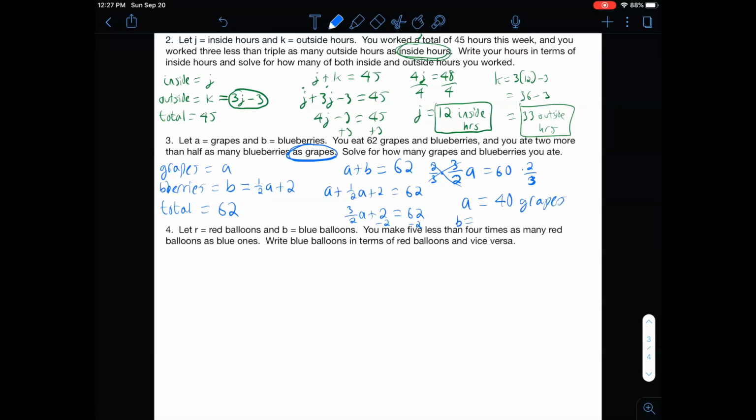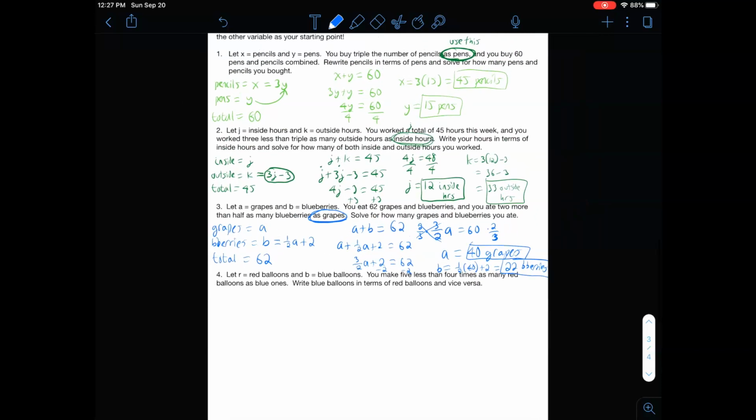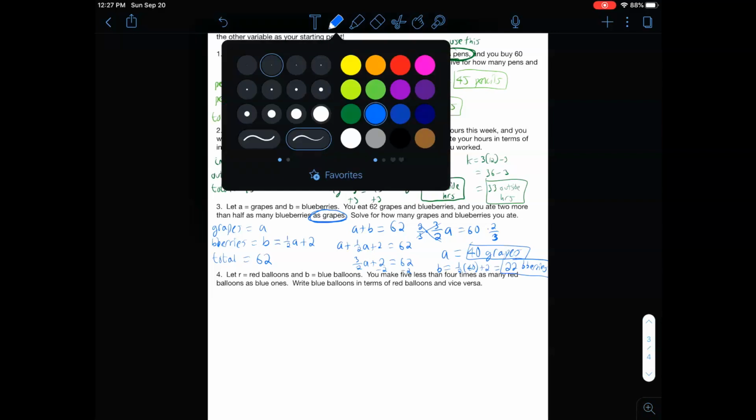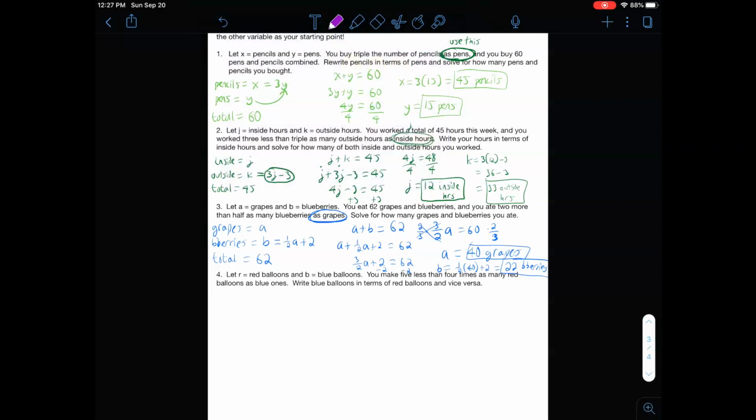And then you define B, we plug in, so 1/2 times 40 plus 2, which is going to be, half of 40 is 20, plus 2 equals 22 blueberries. Okay? This is hard stuff, guys, so if you're still struggling, just stick with me and keep writing down these examples. You'll be fine. We'll take care of you.